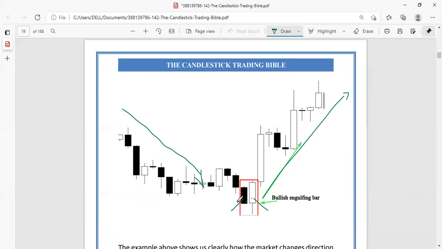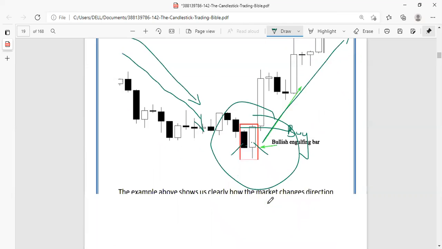So you can enter your trade here, you buy here, and you ride up to this level because you have seen this candlestick. It is only important when you see this while the market was moving down and you see that the market is now reversing or changing direction. So this is the bullish engulfing bar. Thank you so much for listening.